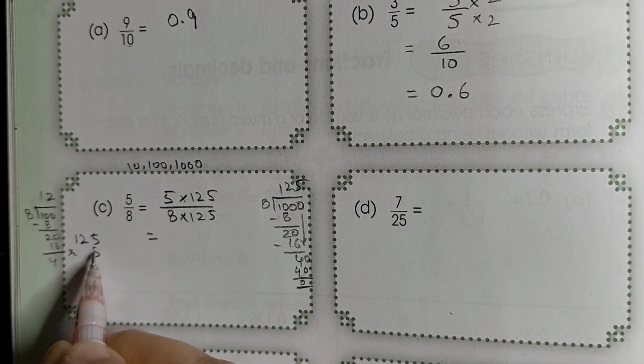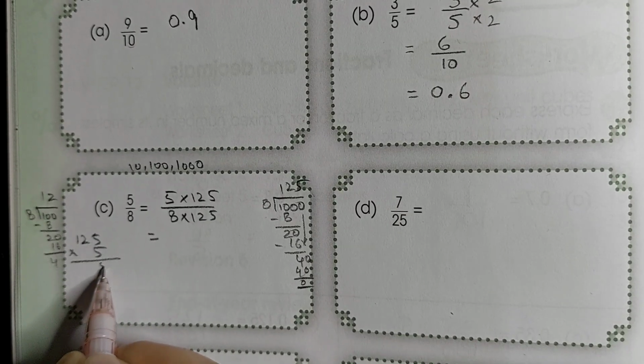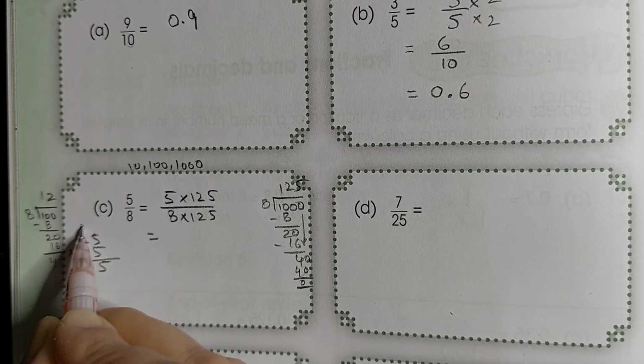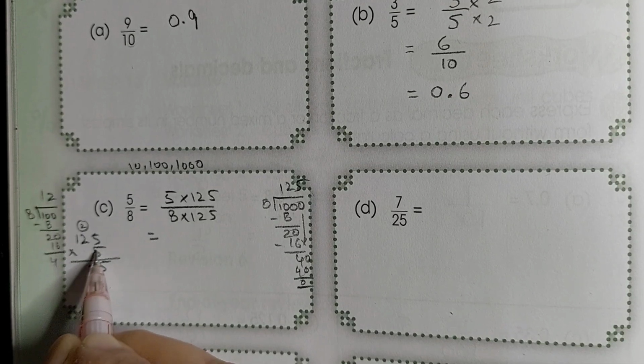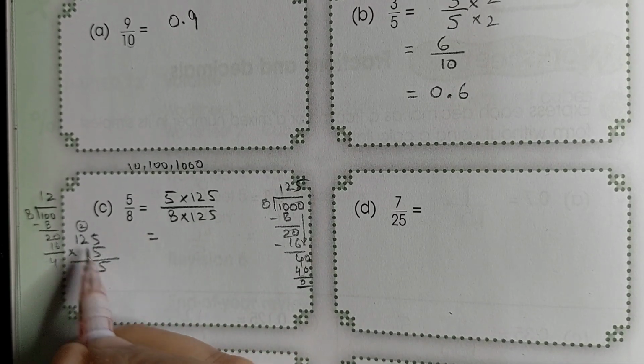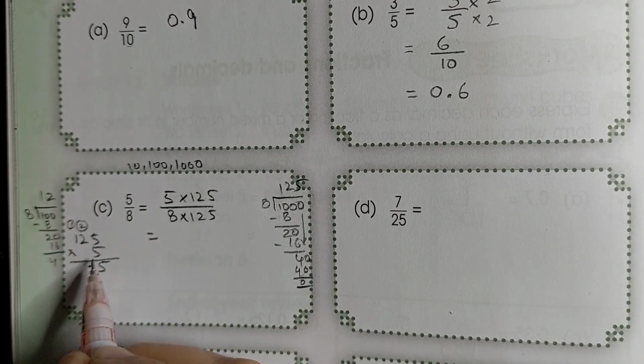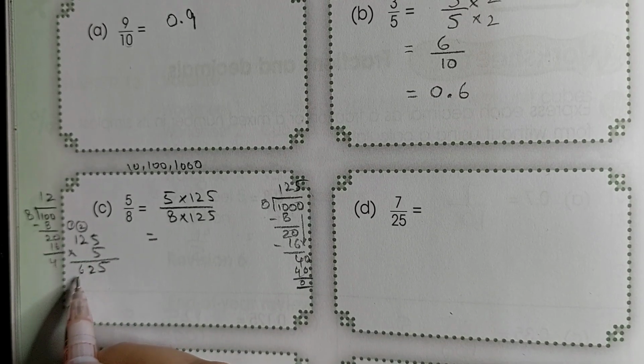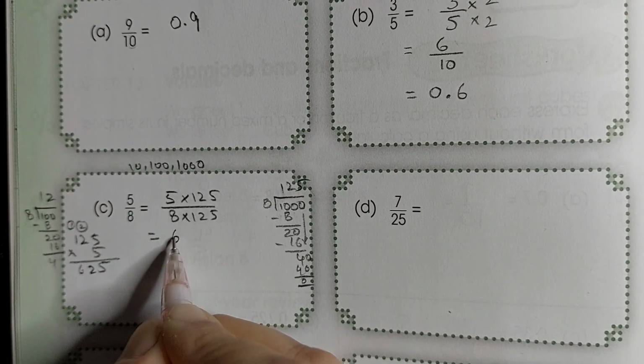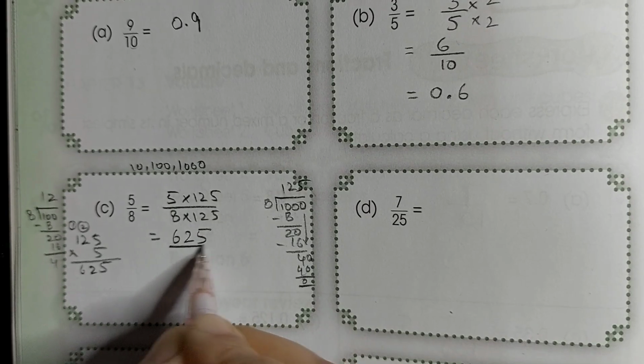125 multiplied by 5. 5 fives are 25, carry 2. 5 twos are 10, plus 2 carried. 5 ones are 5, and 5 ones are 5 and 6. So it will become 625 upon 1000.